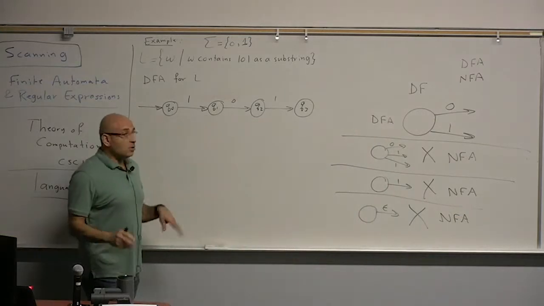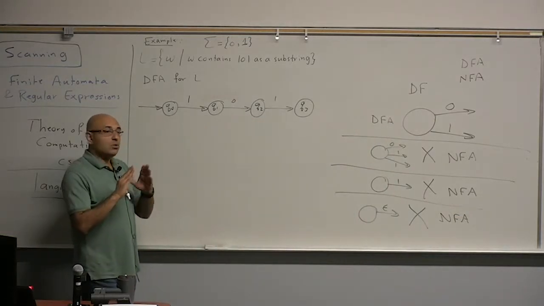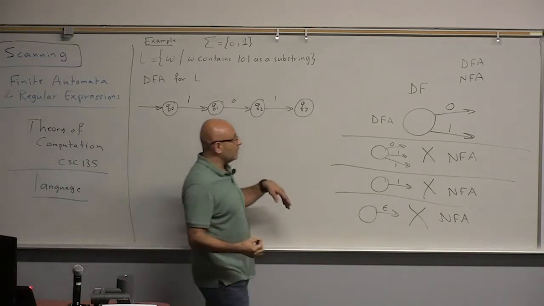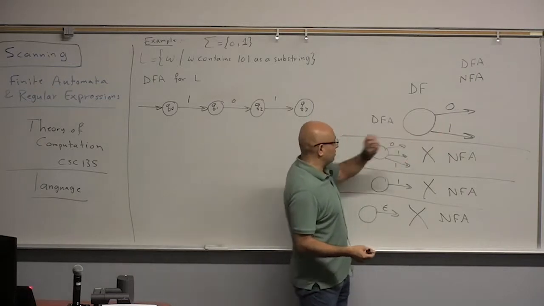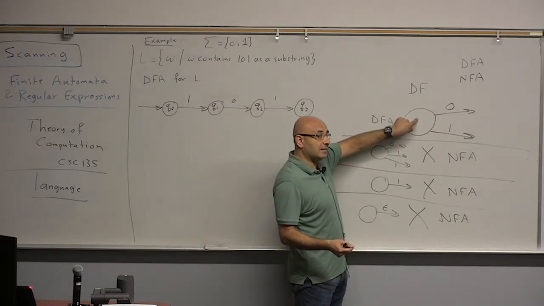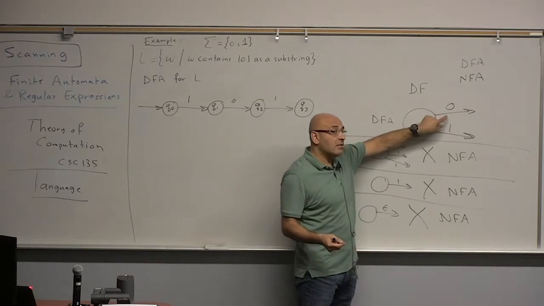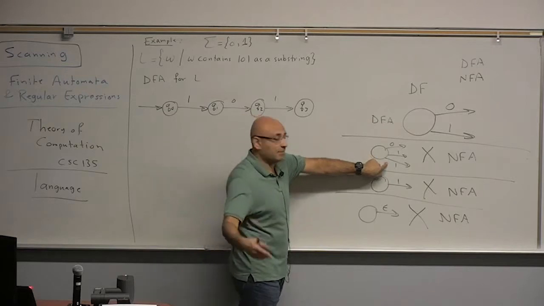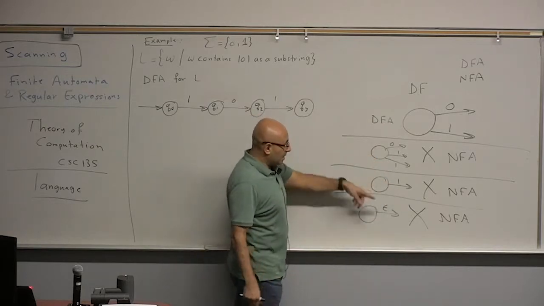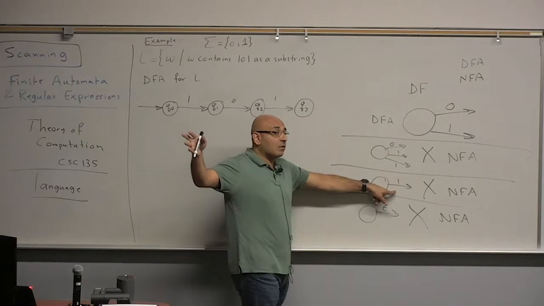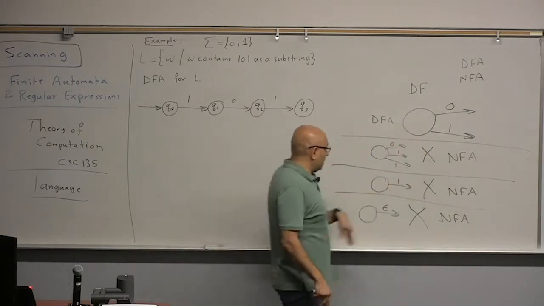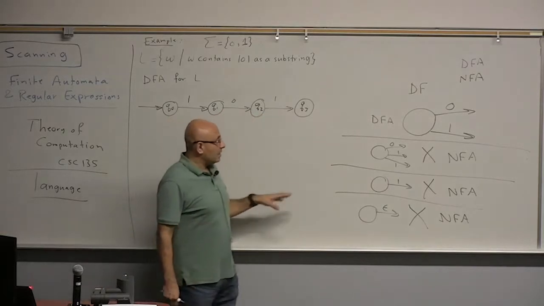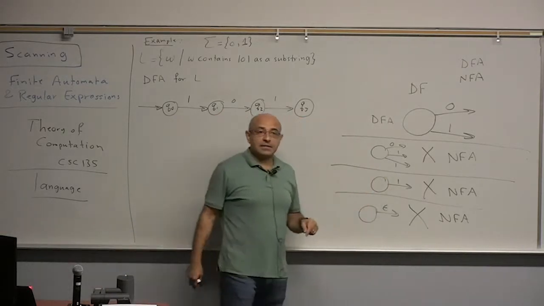Okay. So when you are building a DFA, you have more restrictions. So the DFA is more restricted. You have to have exactly one transition for every state. Out of every state, you have to have exactly one transition for every symbol in the alphabet. If you have multiple transitions for one symbol, that's an NFA. If you have symbols that do not have transitions at all, then that's an NFA. And if you use the epsilon, the empty string transition, that's not a DFA, that's an NFA.